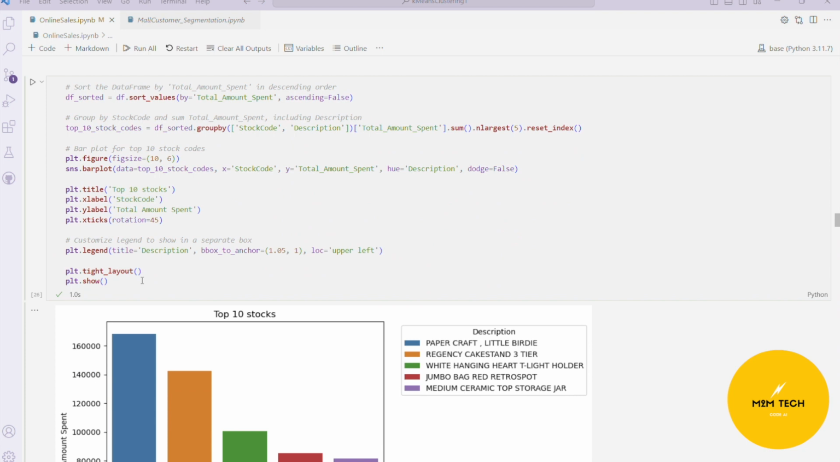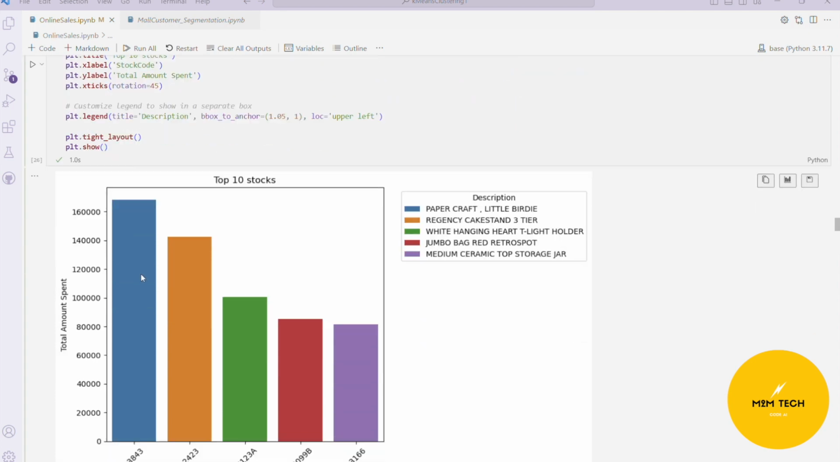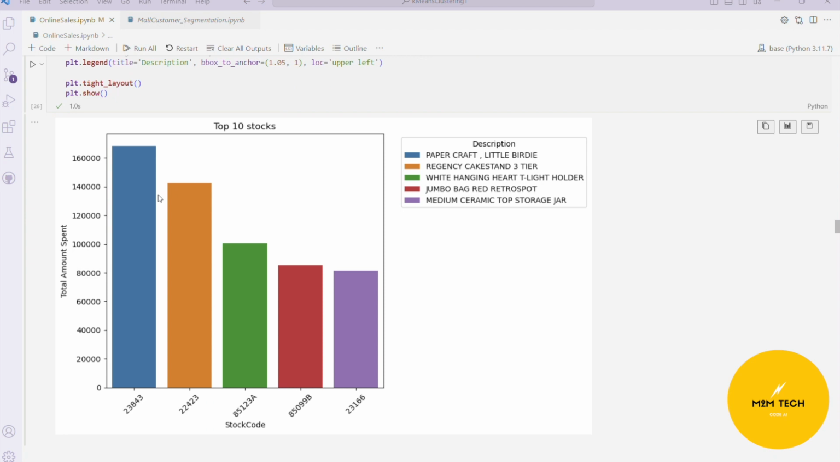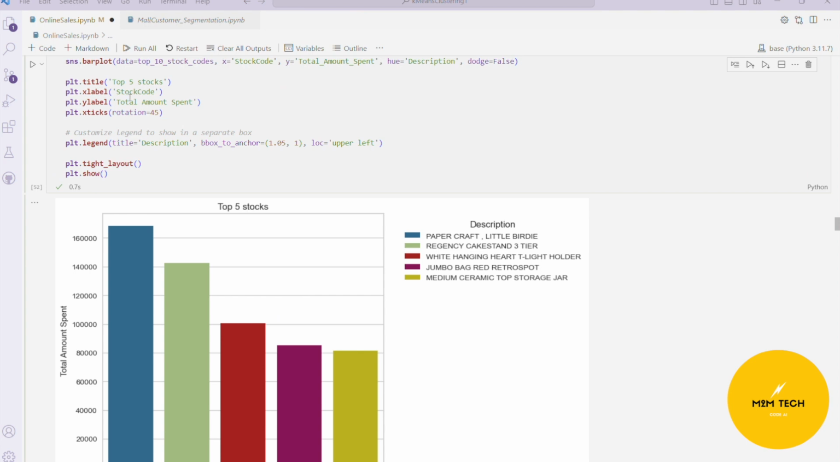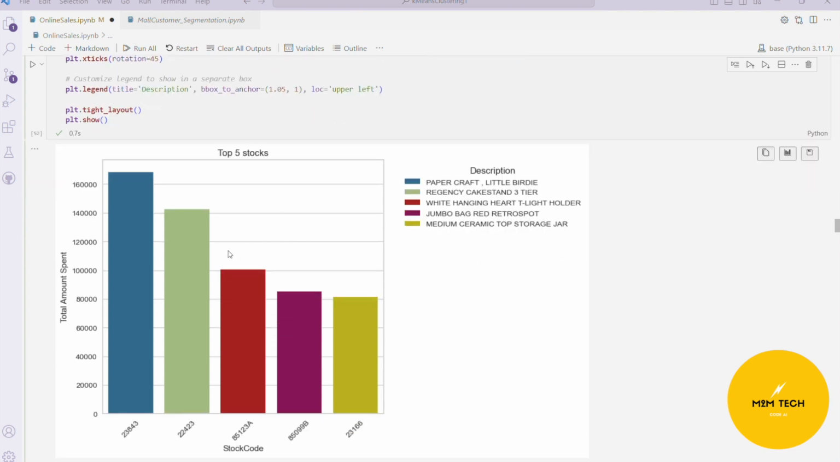And then I wanted to also check the stocks. So the stocks were the items that were being sold in this retail store, and I realized that the top 5 stocks were actually these 5 items. This is the description.